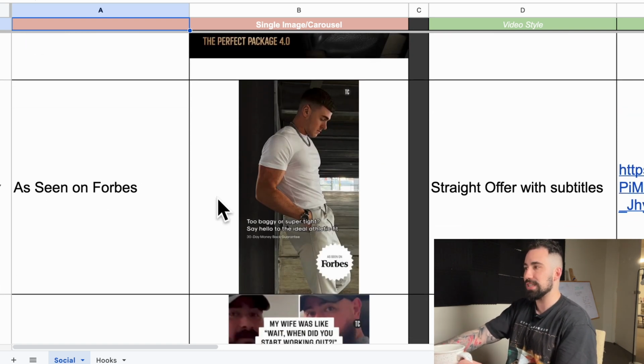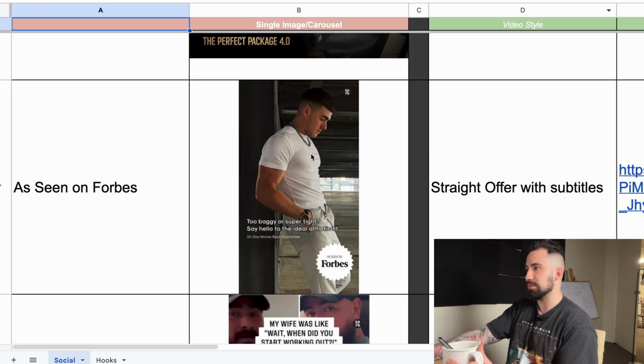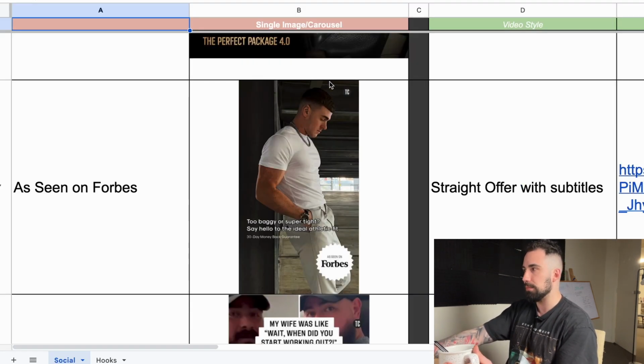So we have, as seen on Forbes, this style. So this gives a little bit more credibility, social proof. This goes to most aware. So why does it go to most aware? They could have just used this lifestyle image, but here they're using this as seen on Forbes. I see product aware if I've seen this ad, or most aware. Oh, okay, this is becoming a big thing, becoming popular.